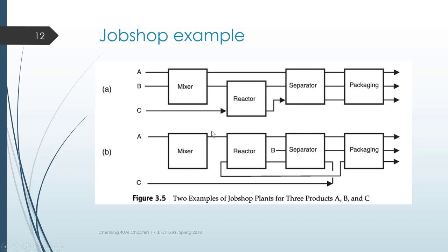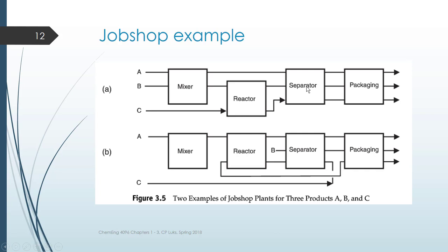A job shop, the idea here is that for maybe A, I need to mix and then go to the separator, but I don't have to do any reaction, and then go to packaging. But B needs to mix, then go to the reactor, then go to a separator, then packaging. C doesn't need to be mixed, it just needs to react, go to the separator, go to the packaging. And so scheduling these is just a little bit different.